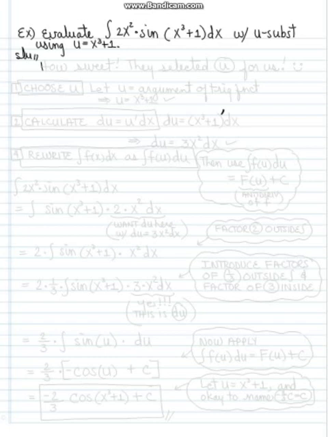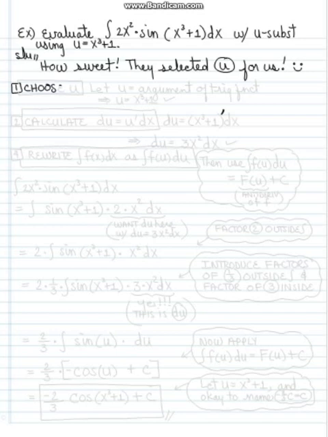Evaluate the integral of 2x squared times the sine of x cubed plus 1 dx. Very complicated. Do it with a u substitution using u equals x cubed plus 1. Isn't that sweet? They told us what u should be. They saved us a lot of work by doing that, so it's easy to answer this question.